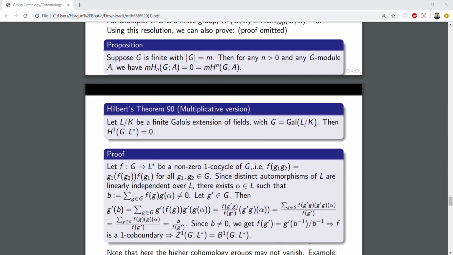Now, this numerator is the same. The summation is running over g prime g instead of g, but that's the same set. So this is just the summation over g in G of this thing, which is nothing but b.